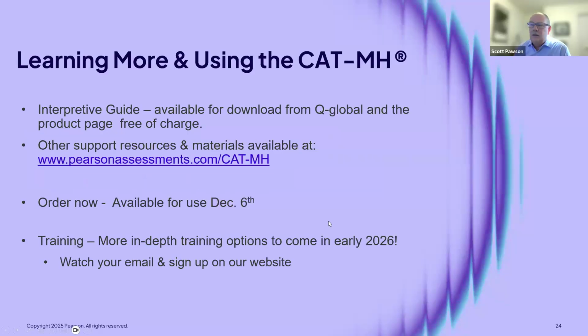My last slide. You can learn more about the CAT-MH on our product support page or our pearsonassessments.com/CAT-MH page. You'll see the interpretive guide there available for download. It'll also be available free of charge on Q Global in the resource library. You are able to order CAT-MH now. It's going to be available for use. It's scheduled on our next Q Global update, which is December the 6th. And look for more in-depth training options coming early in 2026. Watch your email and sign up on our website.